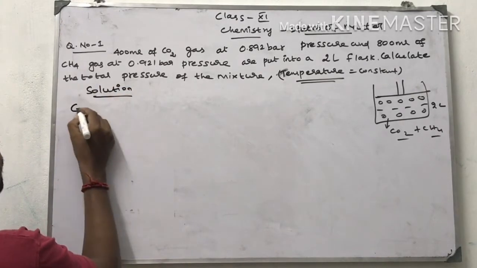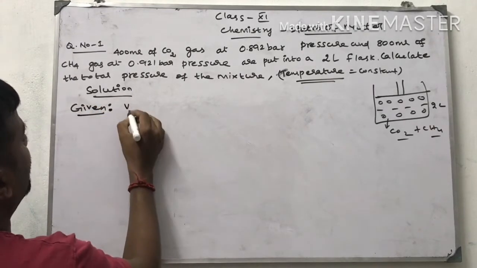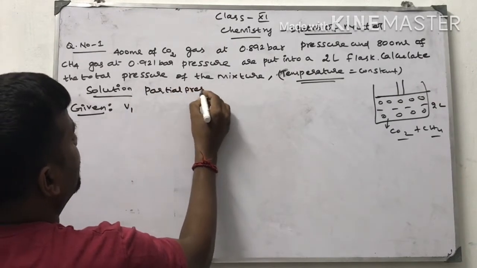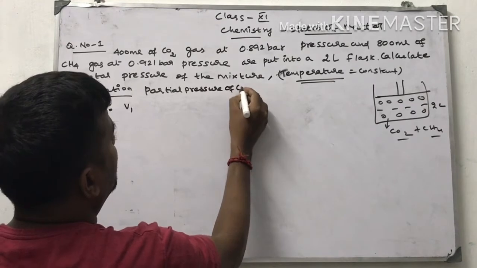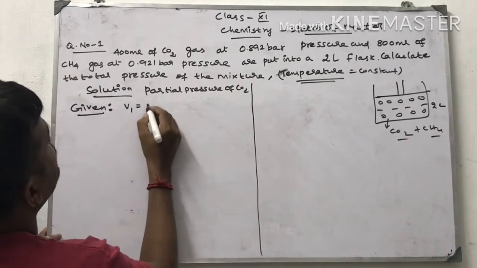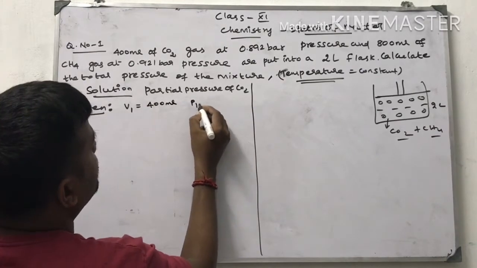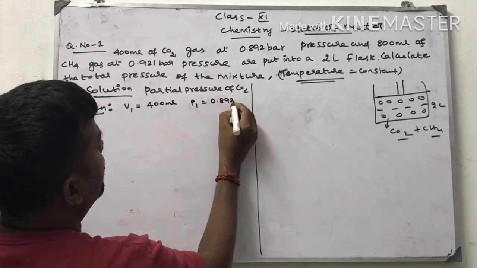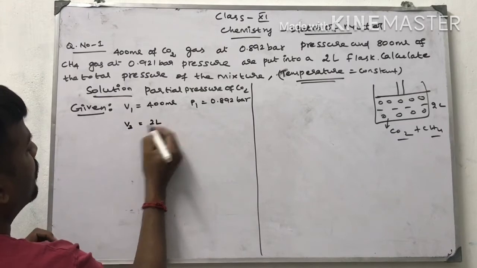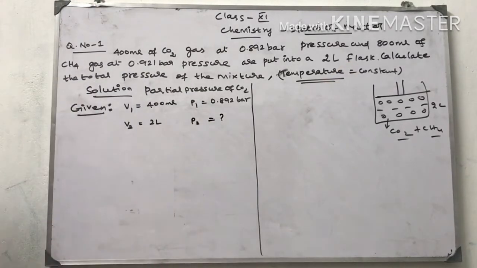What are the things given? First we have to write the given terms. First I am going to find the partial pressure of carbon dioxide. V1 is equal to how much? 400 ml. Then P1 is equal to how much? 0.892 bar. And V2 how much? 2 liters, that is the cylinder. P2 how much? This only we are going to find.